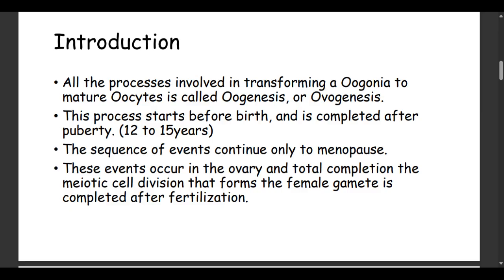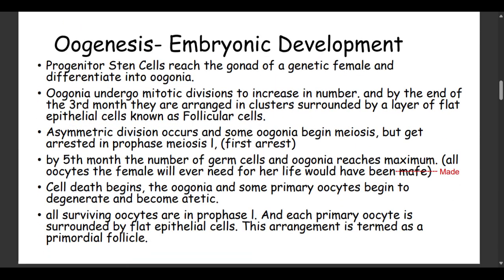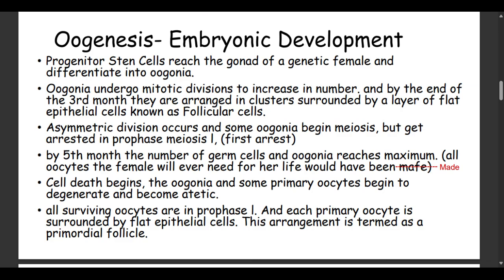So these events occur in the ovary, and total completion of meiotic cell division that forms the female gamete is completed after fertilization. How does that happen? We will see as we get further into this discussion. Okay, so oogenesis, embryonic development, where it all starts from. It all starts from right when the lady is still an embryo.